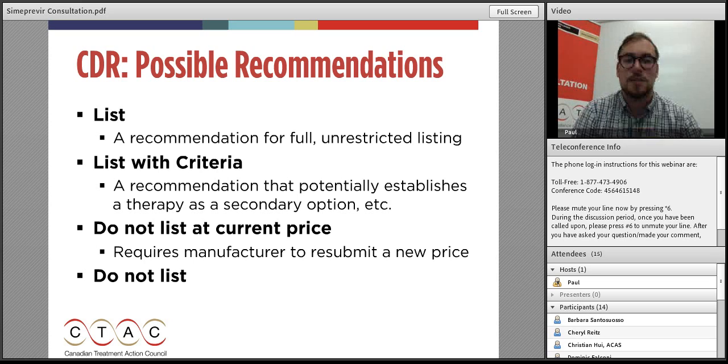When the Common Drug Review makes its decisions, or its recommendations rather, once it assesses the safety, efficacy, patient input, and cost effectiveness data about Simeprevir, it has 4 choices about the kind of recommendation it can list. The first recommendation, although it's rare that the Common Drug Review makes it, is that public plans list the drug.